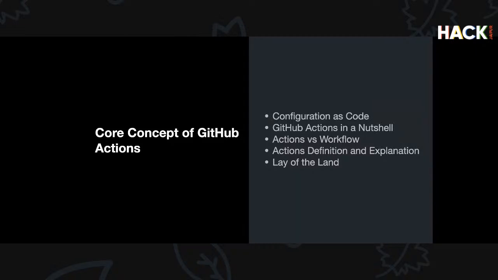We will see the configuration as code. We will see what the different elements or components are that you need. We will look into the difference between an action and a workflow. And then we will take a look at some visual models to help you better understand how these different components fit together to build an automated DevOps pipeline for your GitHub repositories.